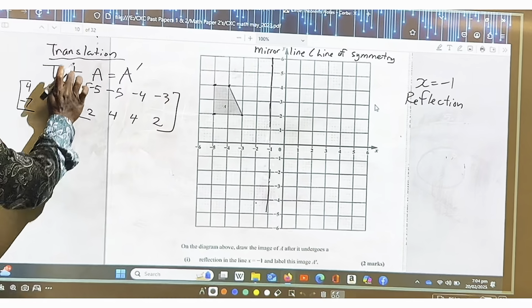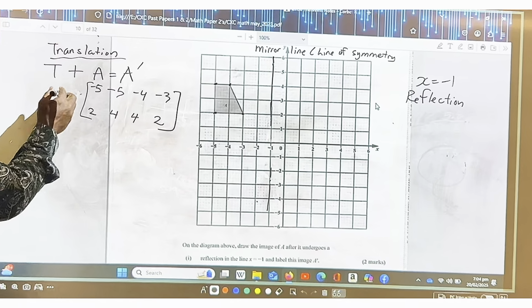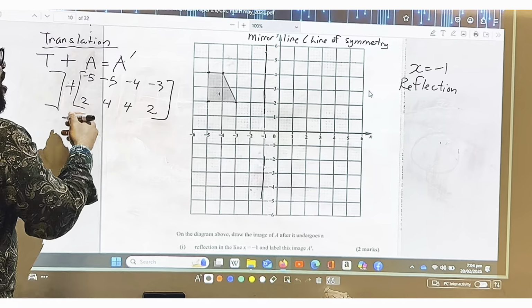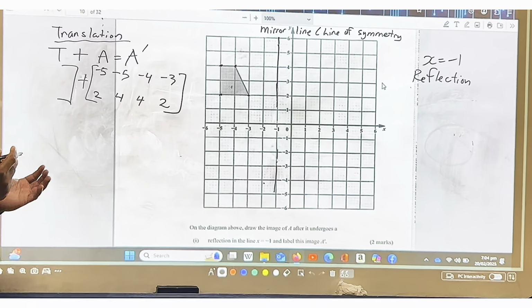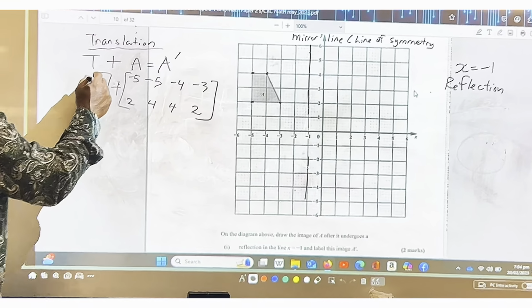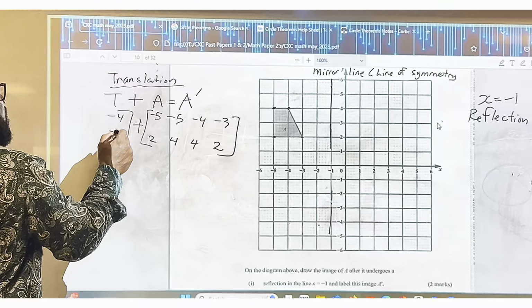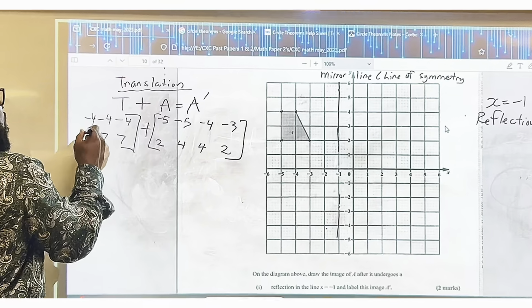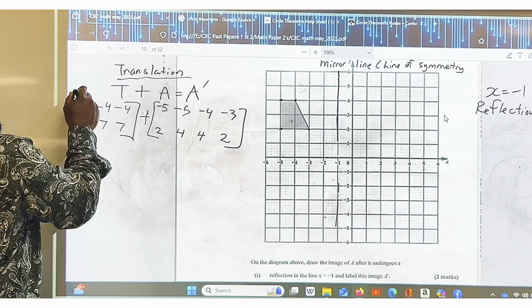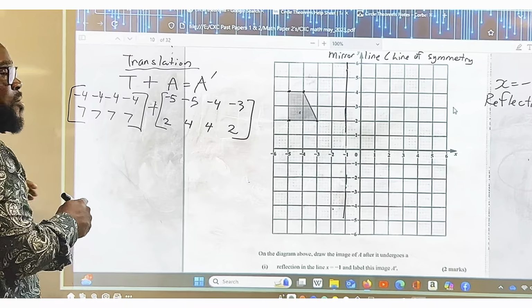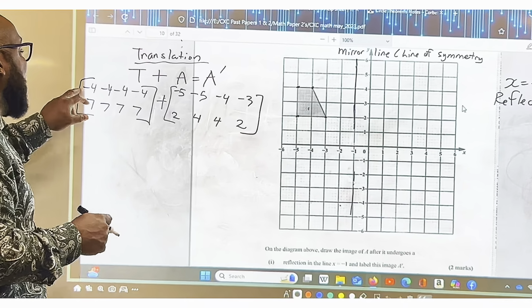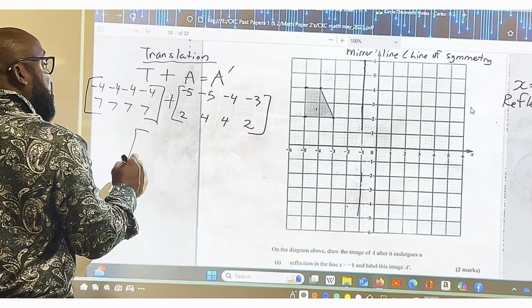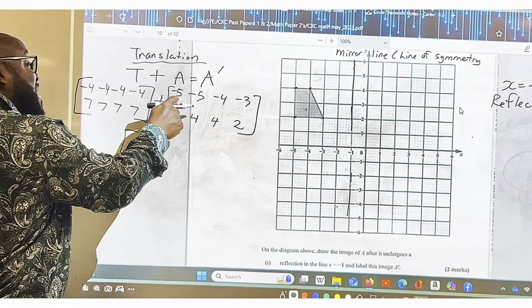So what you do, you write the translation 4 times. You can't add unlike matrices. So you write it 4 times. Negative 4, 7. Negative 4, 7. Negative 4, 7. Everybody see that? Good. So now you come. Negative 4, negative 5.